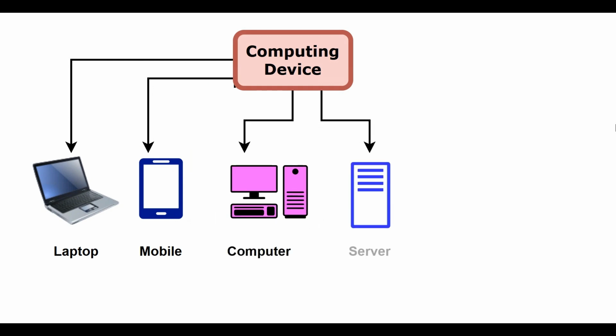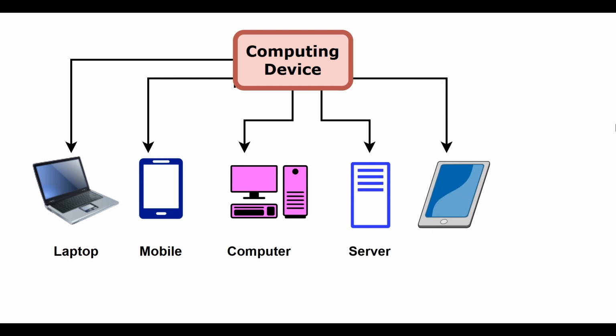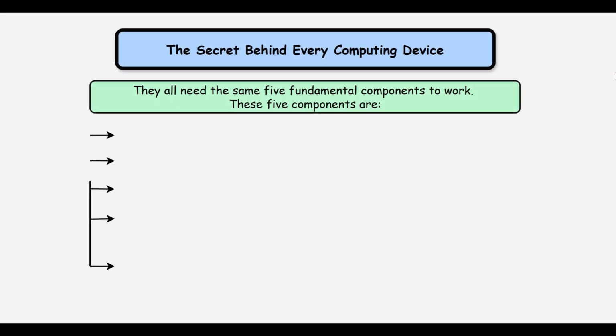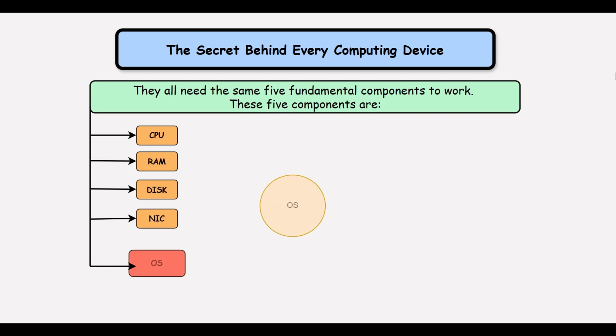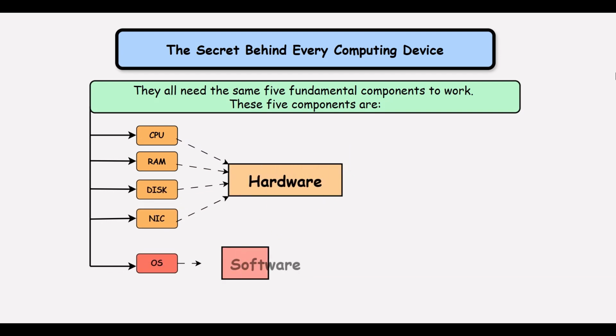In our everyday life, we use many computing devices such as laptop, mobile phone, desktop computer, server, tablet, cloud virtual machine. The secret behind every computing device. No matter which computing device you use, they all need the same five fundamental components to work. These five fundamental components are CPU, RAM, disk, NIC, operating system. If even one of these essential components is missing, the device cannot function properly.